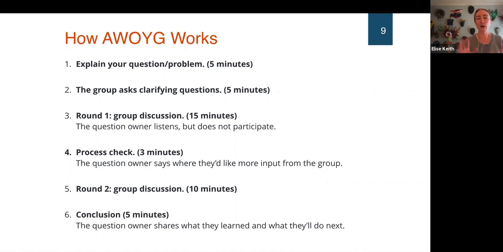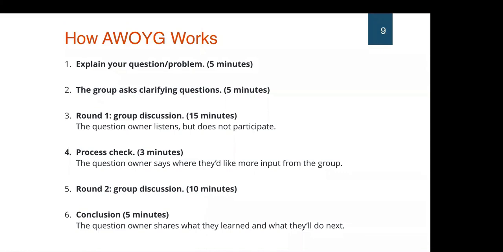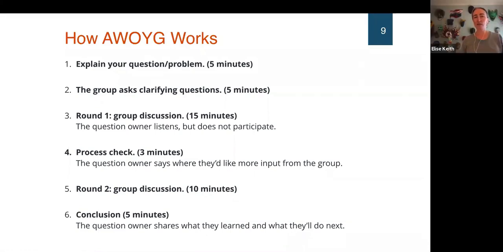So it's a great way for you, as someone who has a problem or a challenge you're struggling with, to give yourself permission to just get help and feedback and not have to be presentationally in the middle of all of that.